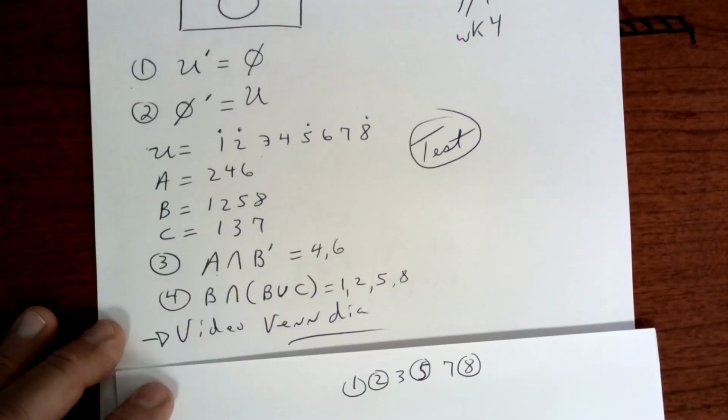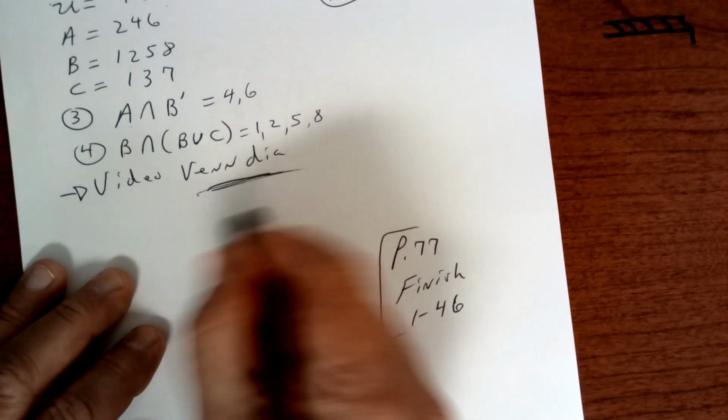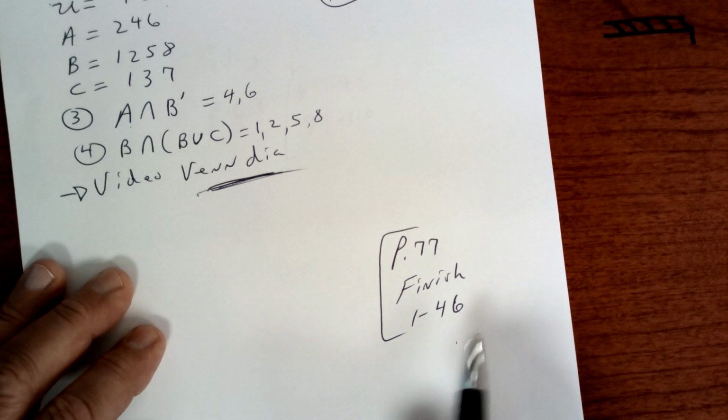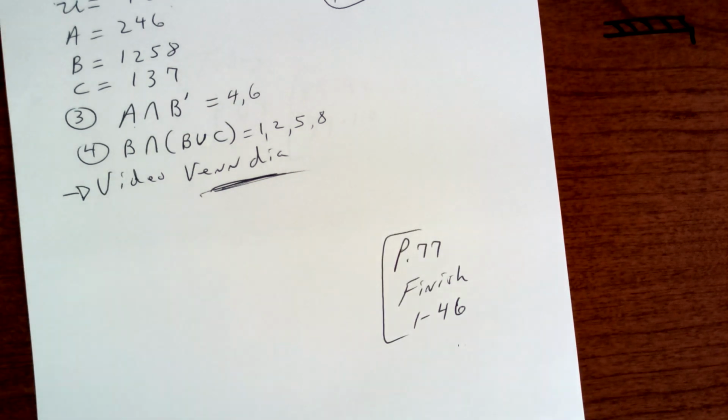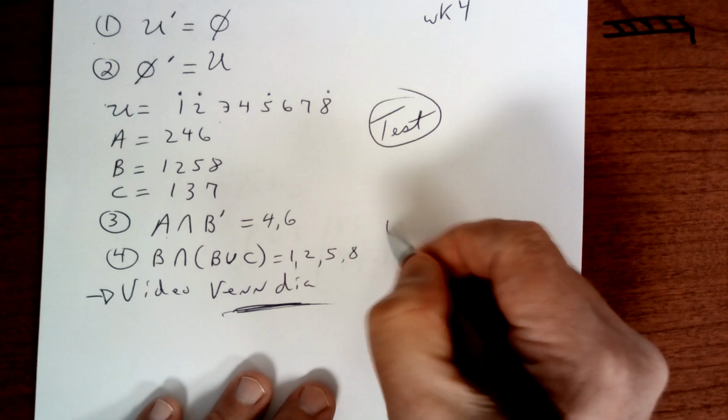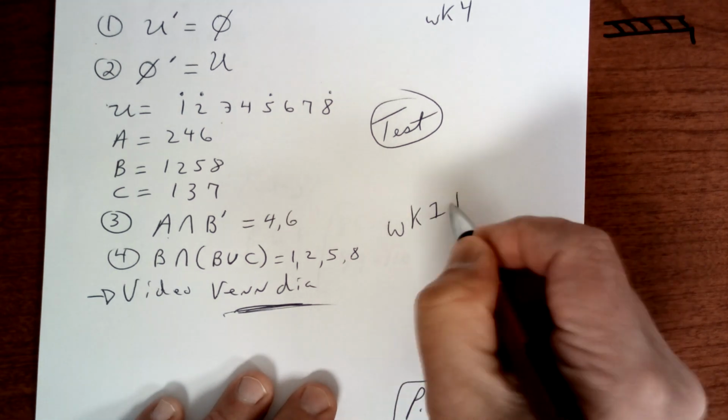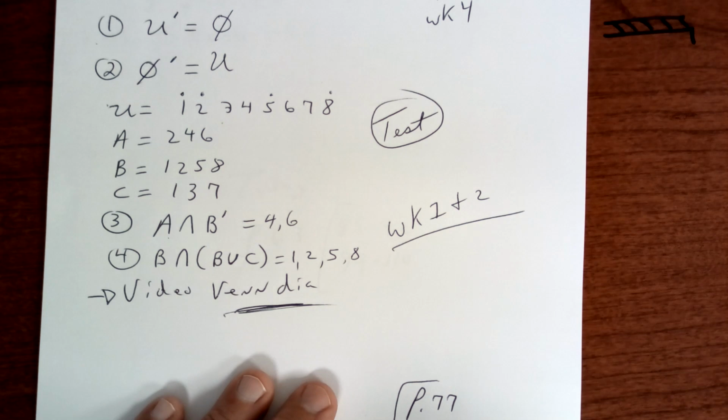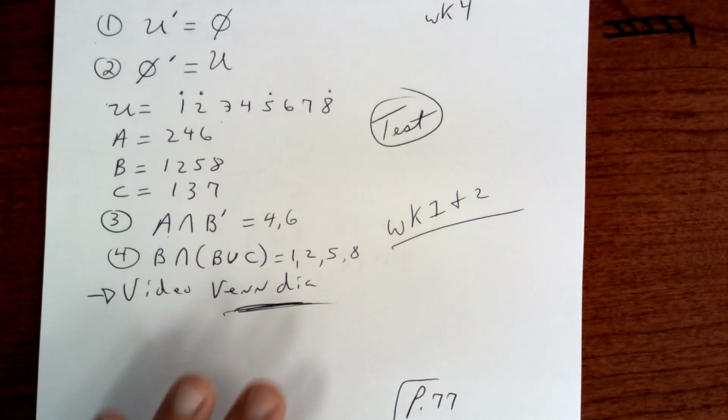Make sure you check your answers. Today's work is right here. We're going to watch a little video on Venn diagrams, and I want you to finish up to number 46. Okay? Remember, homework week 1 and 2. If you didn't get a good grade, make sure you resubmit. Okay, so let's move on now.